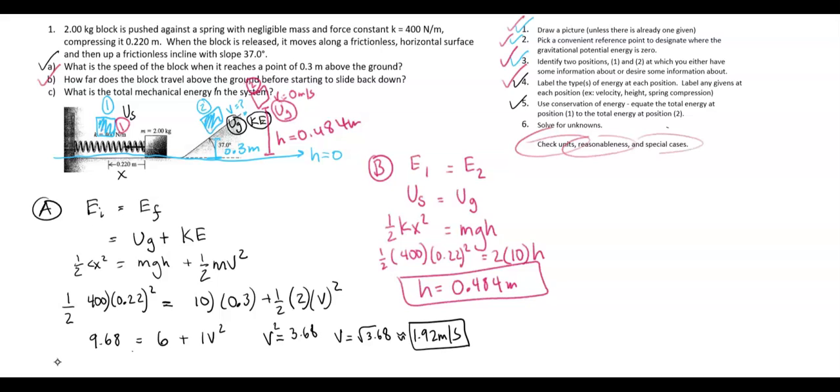Cool, and that makes sense because, and again, we should always, sometimes I forget, do this at the very end: check units, reasonableness, special cases, all that good stuff. Because originally at point 2 it was 0.3 meters, but it was still moving. So to get to a higher point, it needs to be more above the ground. So 0.484 meters makes sense.